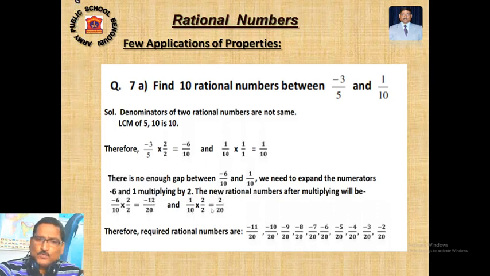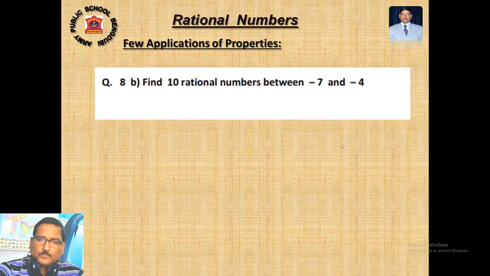Now from minus 12 to positive 2, how many gaps are there? Minus 11, minus 10, minus 9, minus 8, minus 7, minus 6, minus 5, minus 4, minus 3, minus 2. We have got the 10 gap. After that minus 1, 0 and 1 are also there, but we don't require them. Any 10 numbers we have to write down between these. So these 10 numbers lie between minus 3 by 5 and minus 1 by 10. Clear? Another example. Find 10 rational numbers between minus 7 and minus 4.